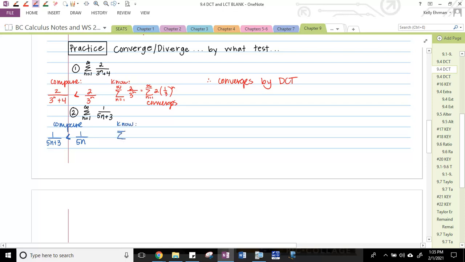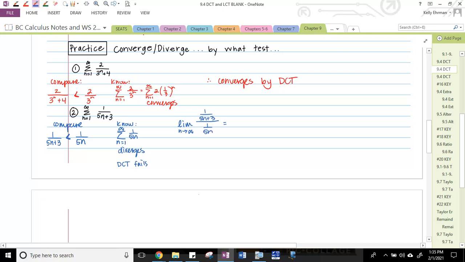I know that the sum from 1 to infinity of 1 over 5n diverges. I always just match these terms. That's just 1/5 times the harmonic series, right? So I know that that diverges. Now here, the bigger series diverges. That doesn't affect the smaller series, okay? So DCT fails or is inconclusive. So now I have to say limit comparison test. The limit as n approaches infinity of my unknown, 1 over 5n plus 3, over my known, 1 over 5n.